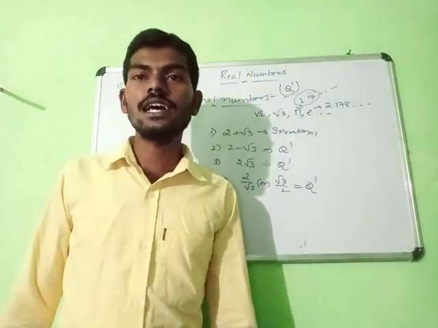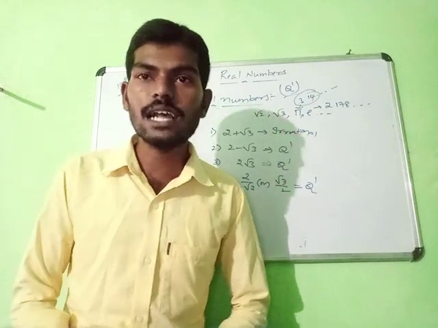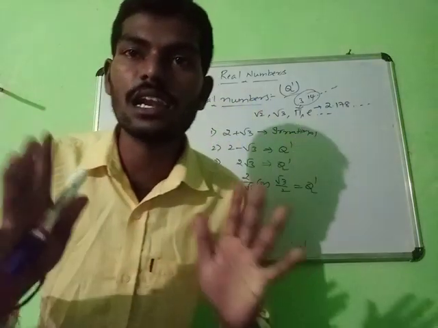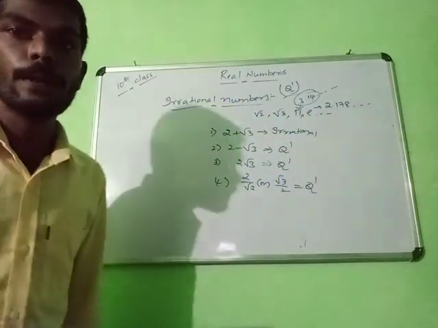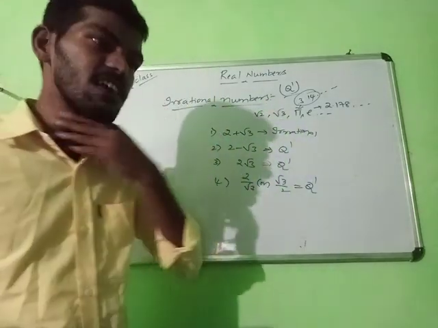The addition, subtraction, division, and multiplication of any rational number and irrational number will always be irrational numbers only.